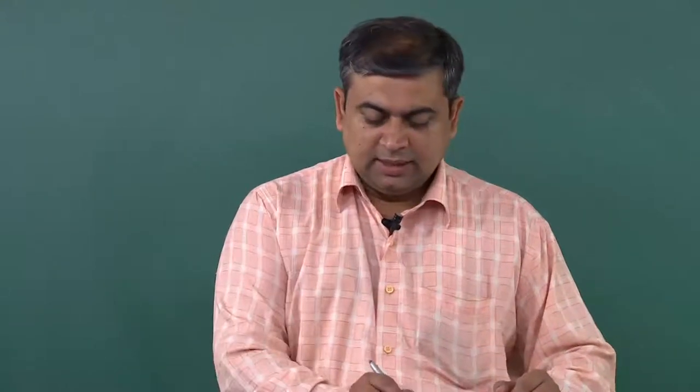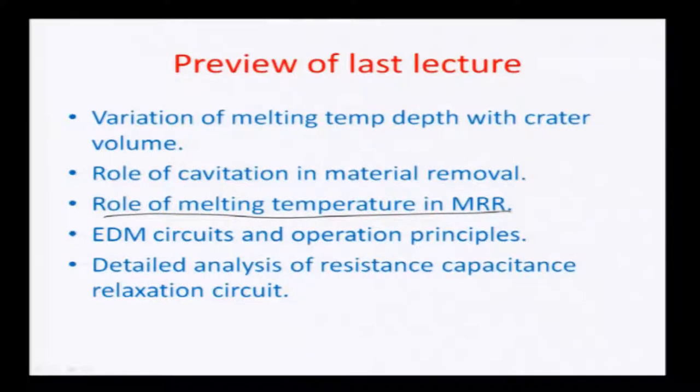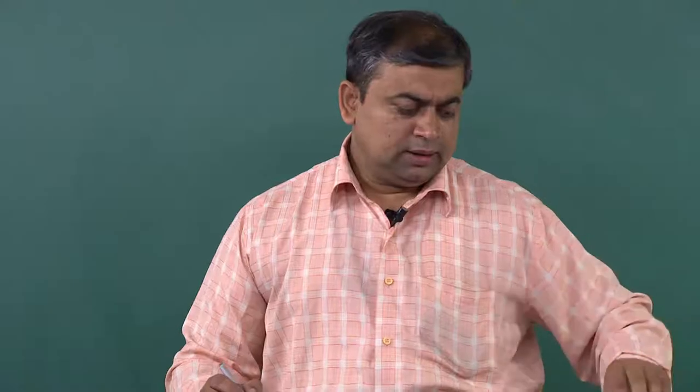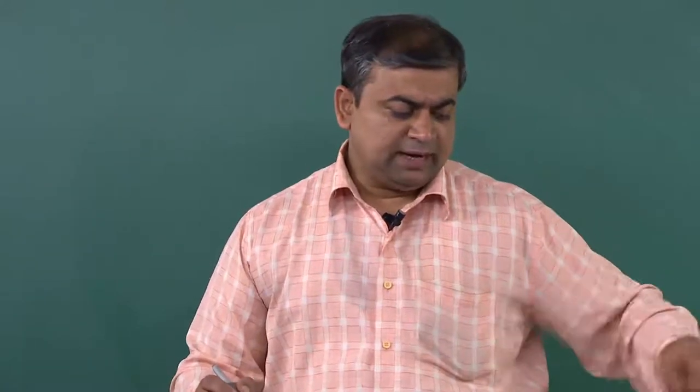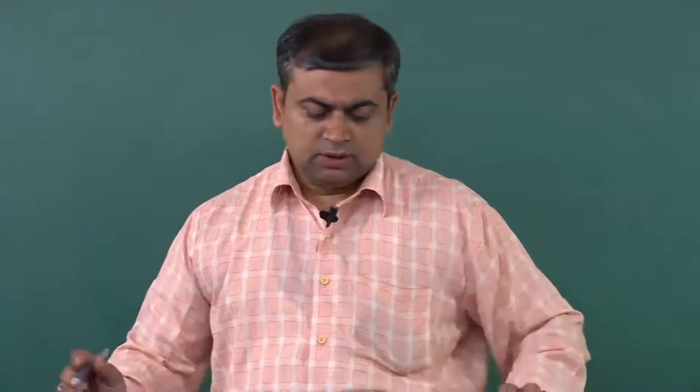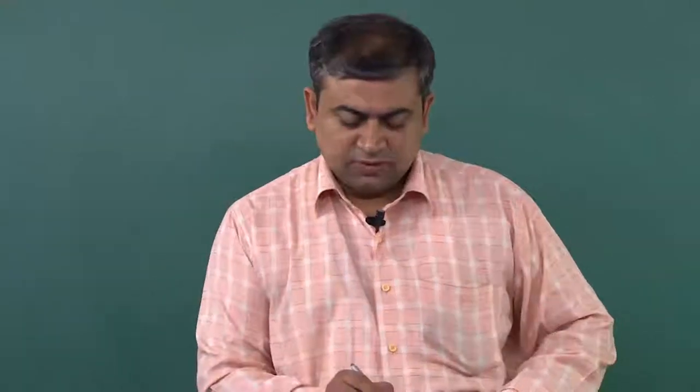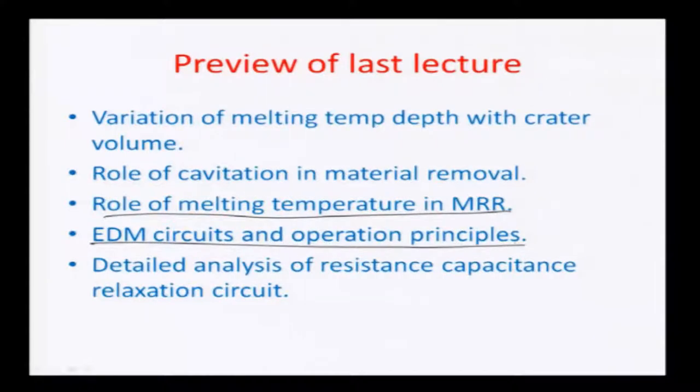We also considered the role of melting temperature in the MRR, material removal rate, and then we discussed some basic principles of EDM circuits. For example, the resistance capacitance relaxation circuit was very briefly analyzed also mathematically as well. We also had the rotary impulse generator type circuit, and then we had this solid state controlled pulse circuit, the three main circuits of EDM, and their various operation principles.